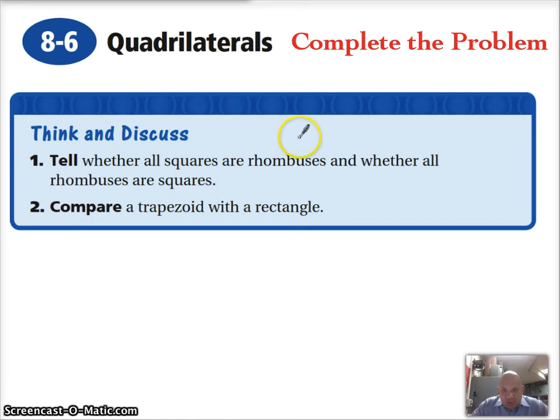Finally, this is your charge to complete this problem. It says, tell whether all squares are rhombuses and whether all rhombuses are squares. And finally, number 2 is compare a trapezoid with a rectangle. All right, we'll see you in class.